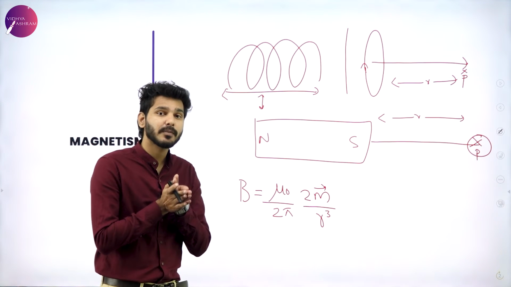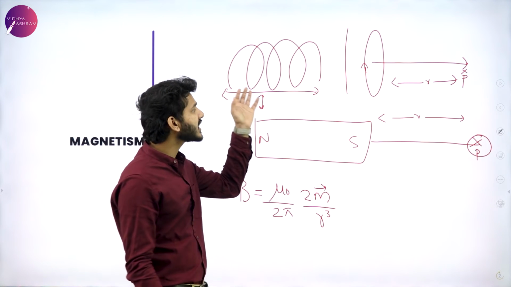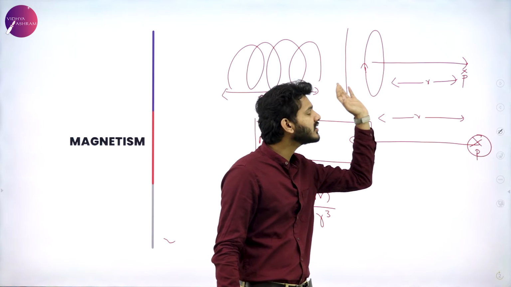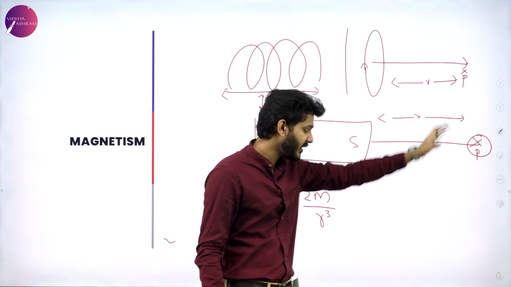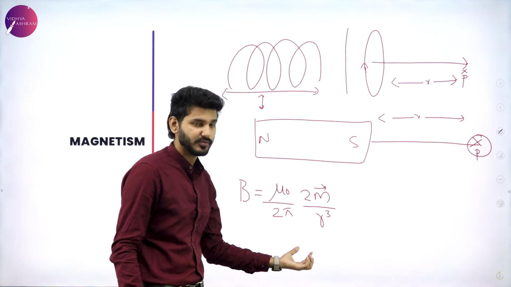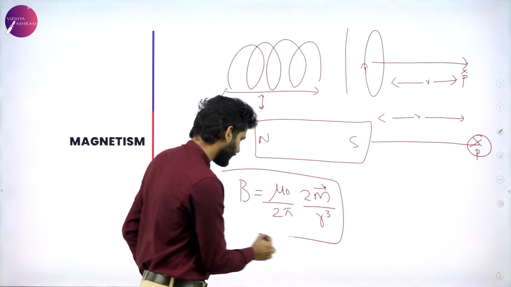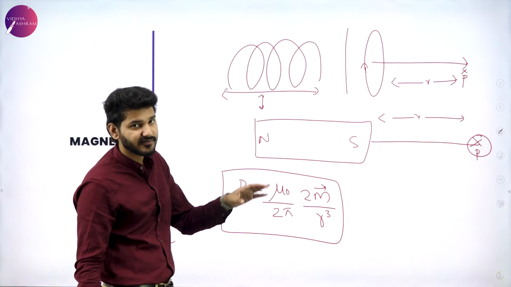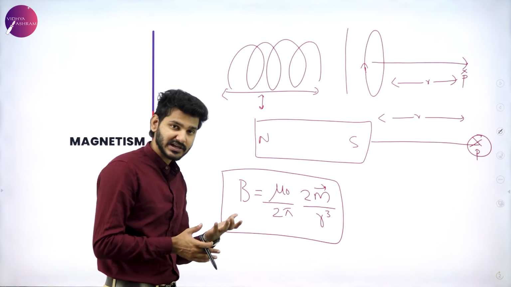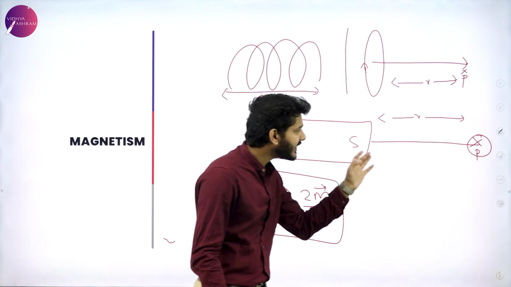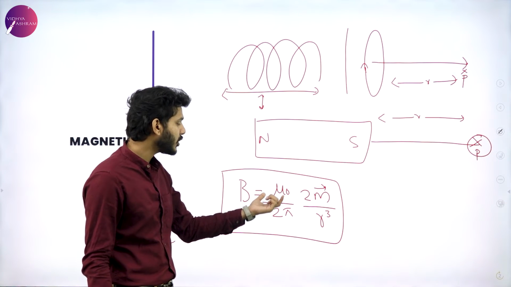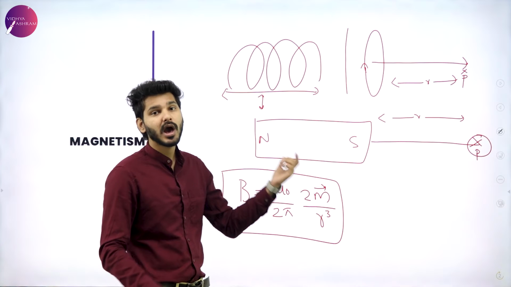So we are comparing and studying here that for a current carrying solenoid or just a current loop, the point P along the axial line was found to be mu naught by 2 pi into 2m divided by r cube. This was derived in the previous chapter. So this is the equation for the magnetic field along the axial point. And for a bar magnet also, experimentally we know that the magnetic field at point P is given by the same equation, B equal to mu naught by 2 pi into 2m by r cube.